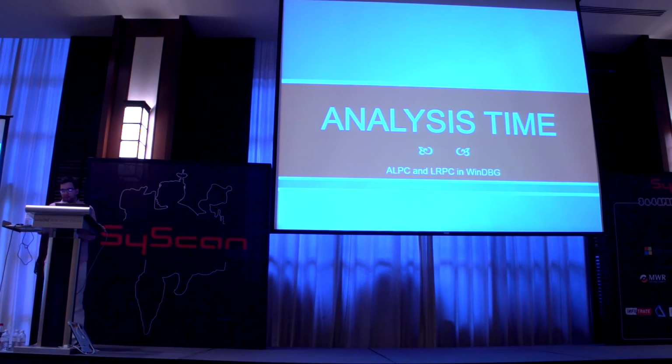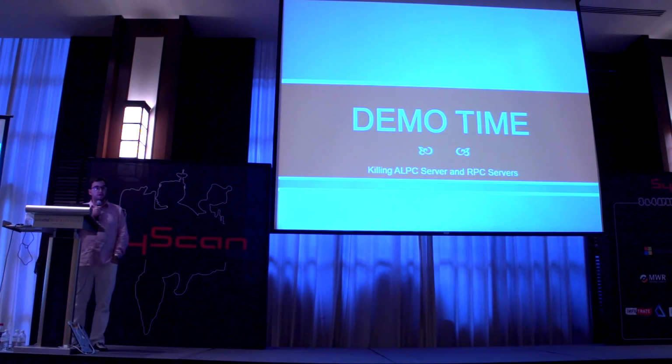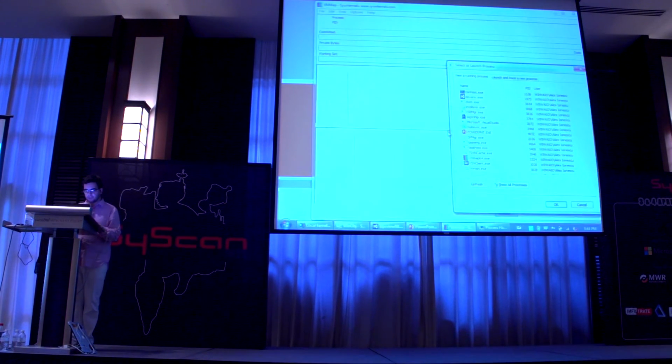So I'll skip the win-back section, since WhiskeyCon is going to be soon. And then I'll just do a demo of 2 examples. One of them is killing an actual ALPC server, and one of them is trying to kill an RPC server. And I'll have VMMap up and running in the first case.